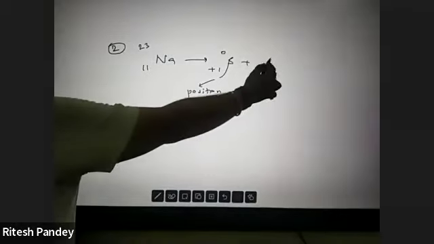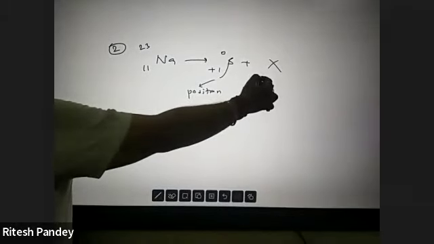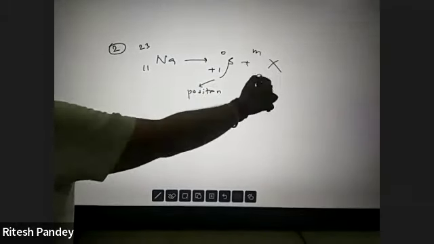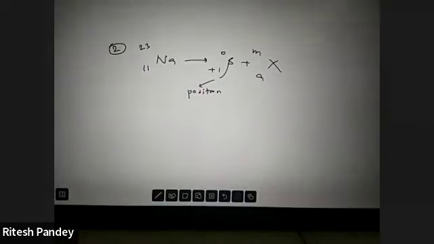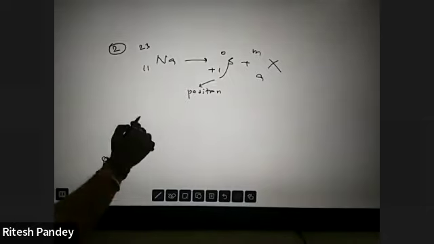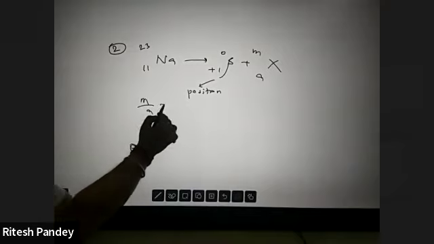And the species X which you have, if this is the atomic number and this is the mass number, the question at hand is the ratio of atomic mass and atomic number. So I believe atomic mass is the same as mass number here. And what I want is m by a.